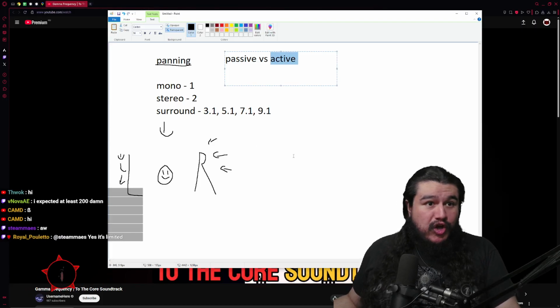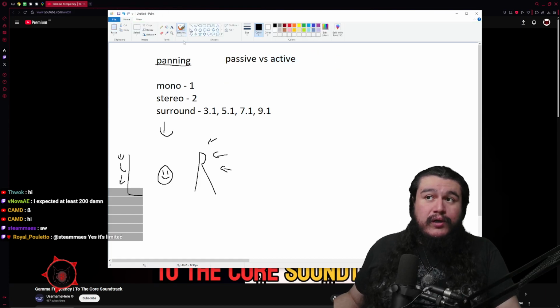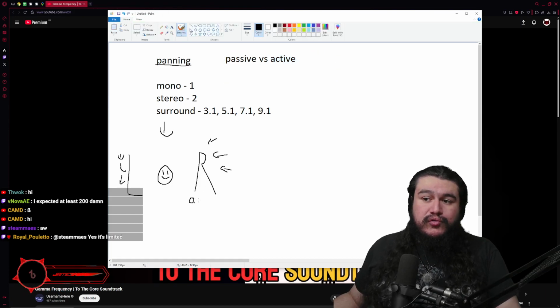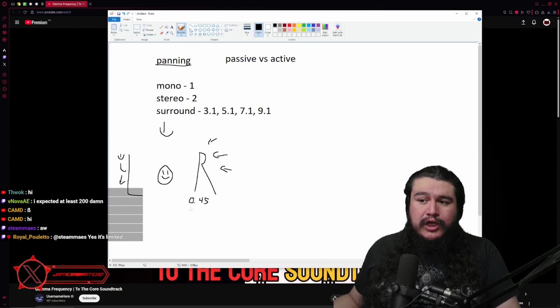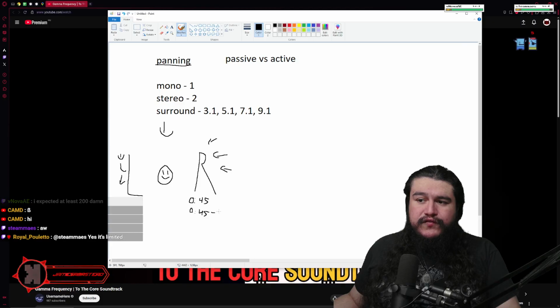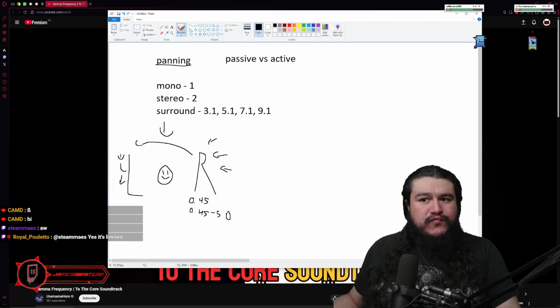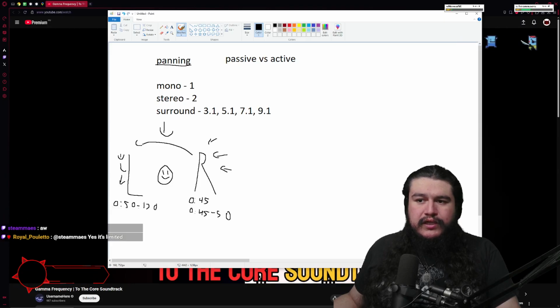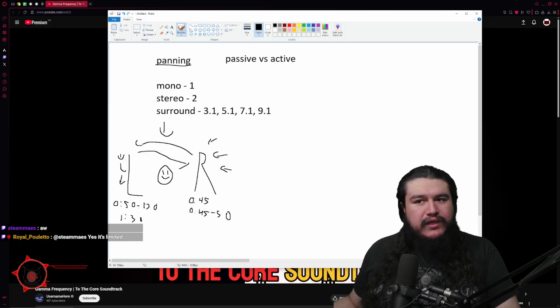Active panning is a little bit more complicated. It's like, okay, guitar 1 from 0 to 45 seconds is going to be on the right ear. Then from 45 seconds to 50 seconds, it moves over to the left ear, and from 50 seconds to 130 it stays on the left ear, and then at 130 it goes back to the right. Same thing. So that is active panning.